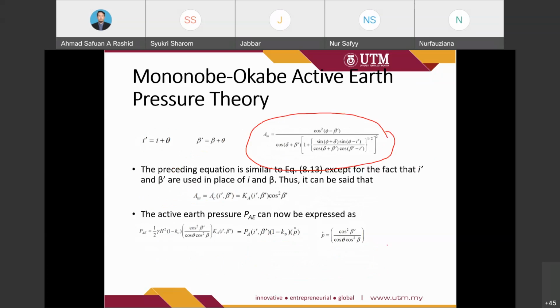Thus it can be said that AM is equal to AC I prime B prime and KA I prime beta prime cos square beta prime. Okay, so the active earth pressure PAE can now be expressed as this new equation, where they have done some modification, and later on they come up with the P asterisk. So this is the P asterisk, cos square beta prime over cos theta cos square beta.